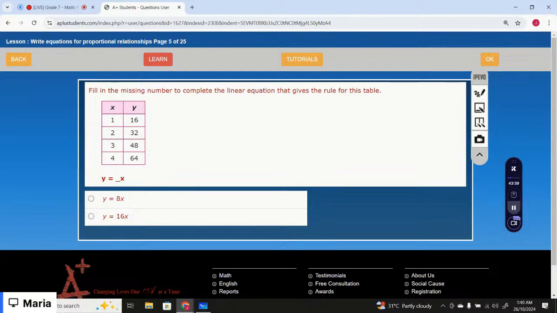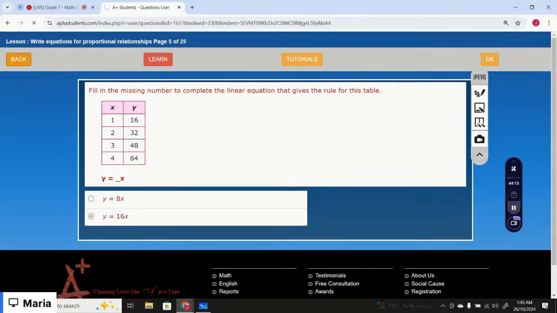Fill in the missing number to complete the linear equation that gives the rule for this table. So which is the correct option? That is y equals 16x. Option number 2 is the correct option. Okay, you can complete the lesson by yourself later today.